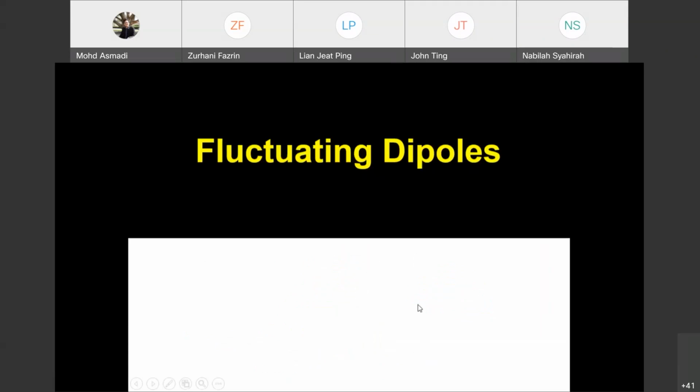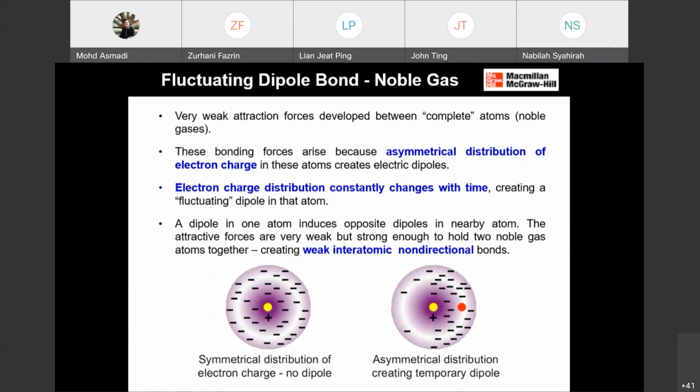Okay, let's see the fluctuating dipoles. A very weak attraction force between complete atoms, especially in noble gas. This is what I already told you just now. It arises because of the asymmetrical distribution of the electron charge. This one is symmetrical; this one is asymmetrical, the charge is moving to this side, and this one is positive. So it changes with time. This is what can create the dipole moment. It's just a weak, non-directional bond.